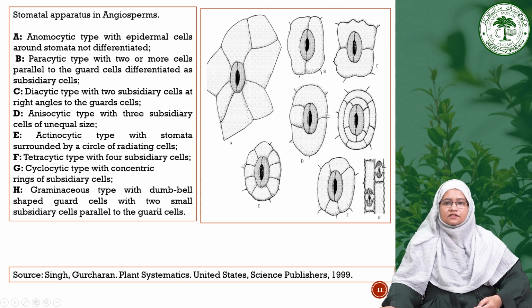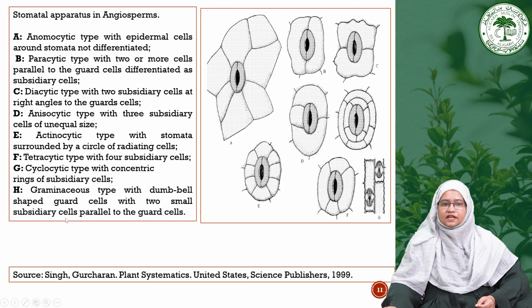Then this one is F, which is showing the tetracytic type with 4 subsidiary cells. As the name indicates, they have 4 subsidiary cells. As you can see in this, they have 1, 2, 3 and 4 subsidiary cells. And then there is the cyclocytic type, which has concentric rings of subsidiary cells, as you can see in this particular image.